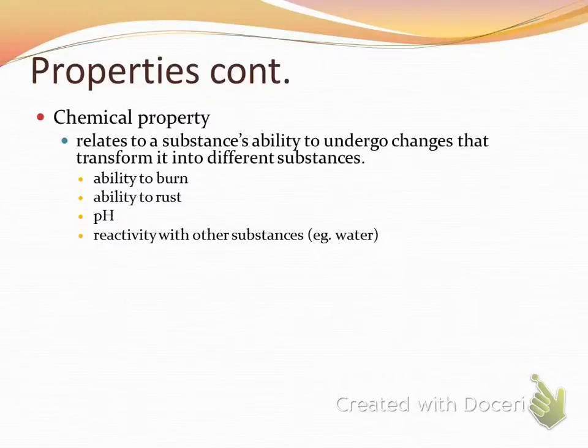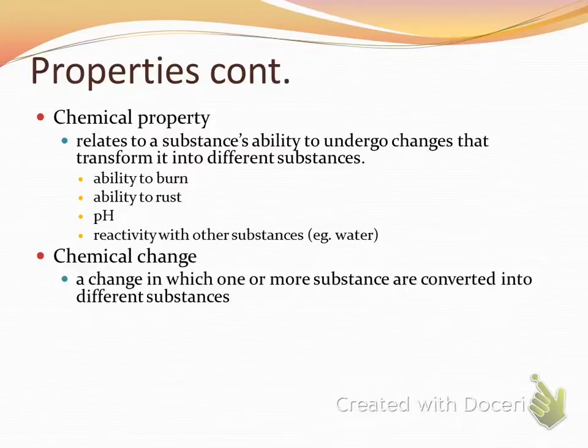And chemical properties are typically not observable. We can't look at an object and view its chemical properties. Whereas physical properties are usually observable. We can see them. Okay? All right.